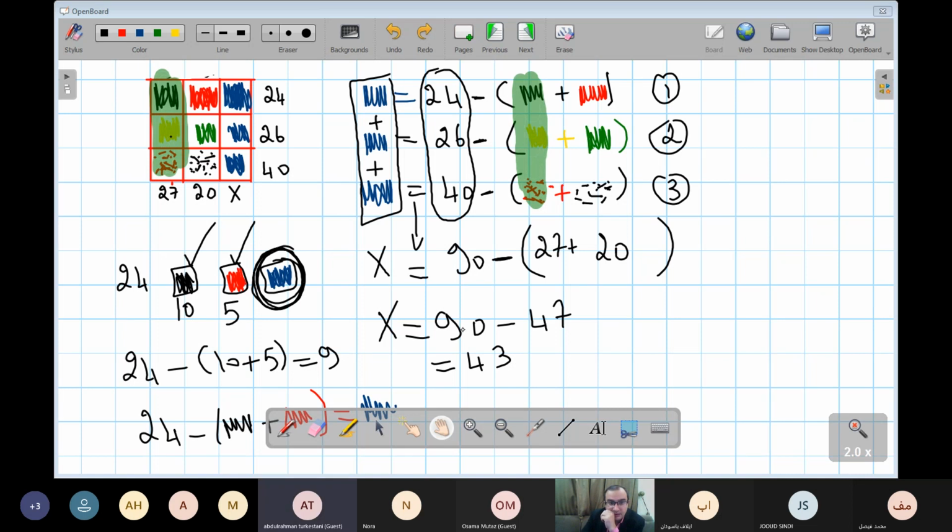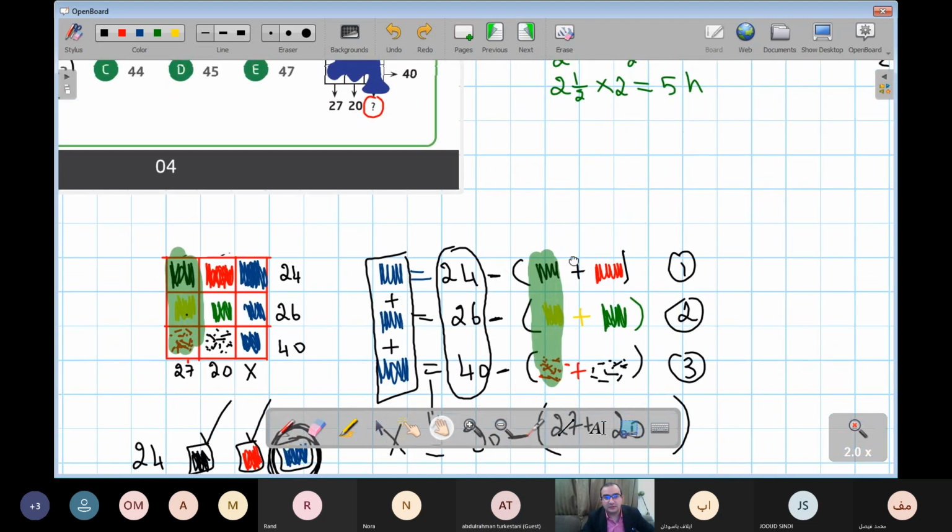Any question? Yes, no. Okay. So basically what we do is just add these together, and then subtract, and then find the total. Okay. Exactly.